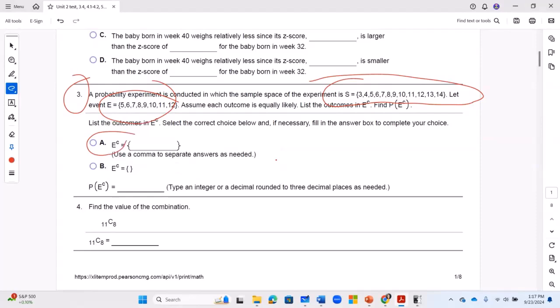Find E complement, E exponent C. I want you to know that some books, just in case you open your test and see E prime, sometimes the book says E prime. When you see E prime, it means E complement. E prime and E complement are the same. Just make sure we said that and we can't forget that.